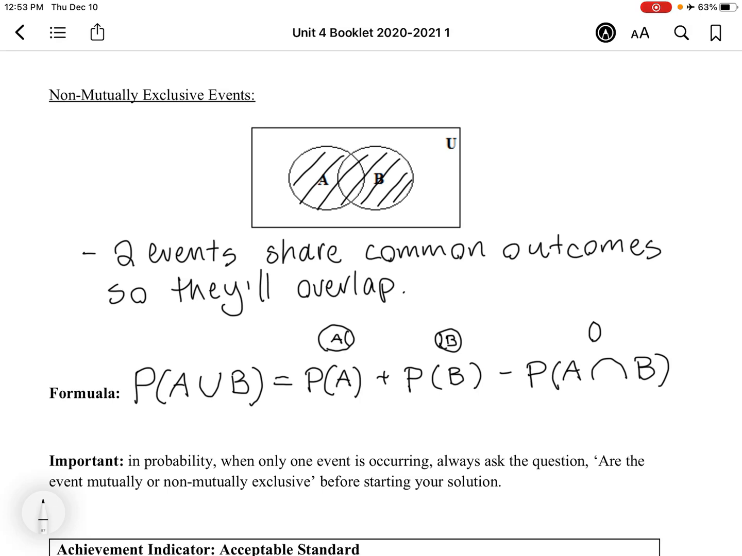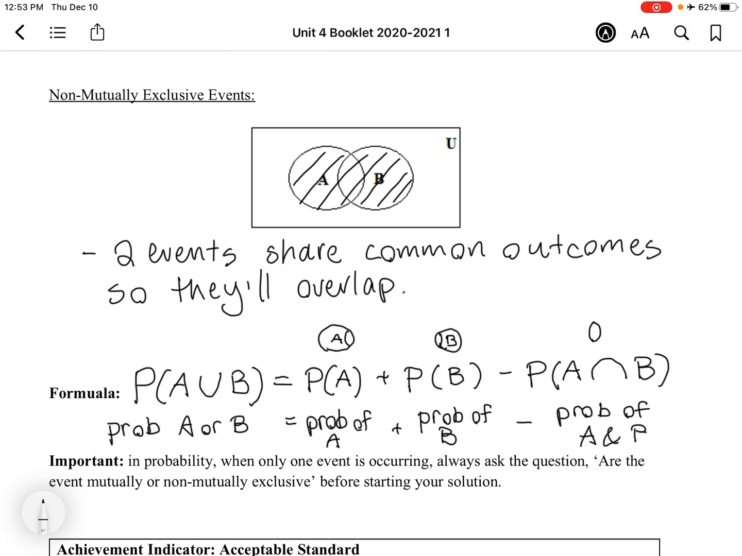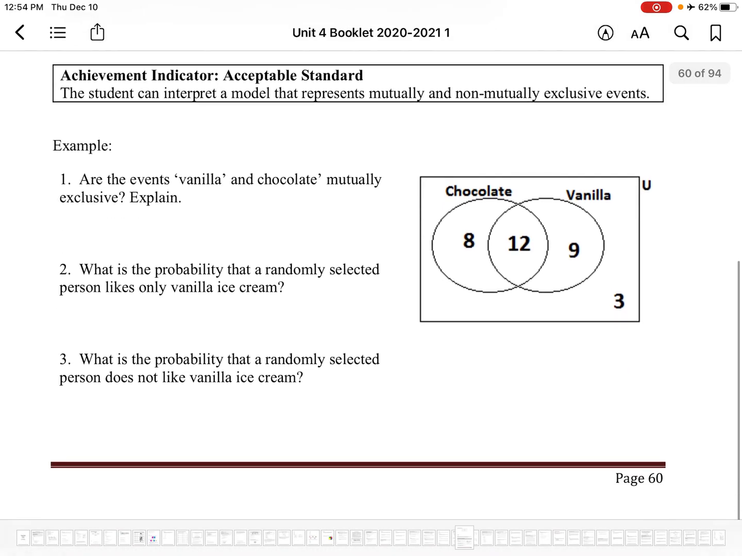Okay, now if you were to say this out loud, you would say the probability of A or B equals the probability of A plus the probability of B minus the probability of A and B. Okay? Or you could say minus the overlap. All right, so let's look at some examples.